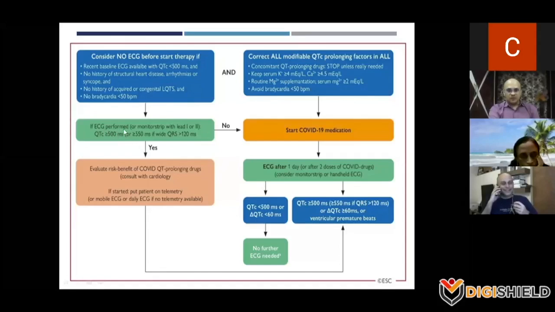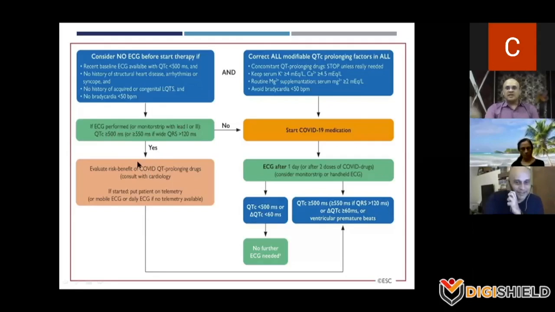If ECG is performed, or if QTc is more than 500, or 550 if the QRS is more than 120. Remember the 500 number. Then what to do? If QTc is less than 500 milliseconds, then definitely start treatment if there are no other comorbidities and no bradycardia. If the QTc is more than 500 milliseconds, then evaluate the risk-benefit of QT prolonging drug treatment. If the risk outweighs the benefit, then don't give QT prolonging drugs.